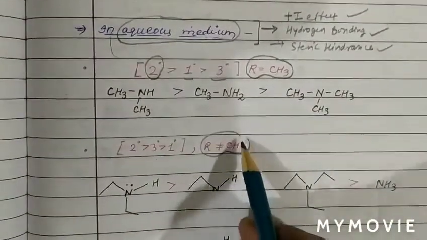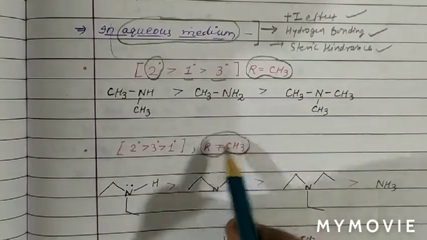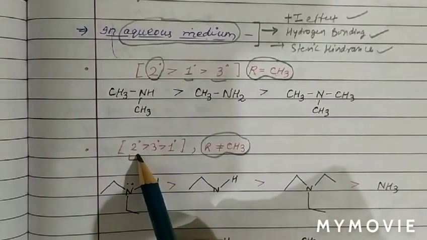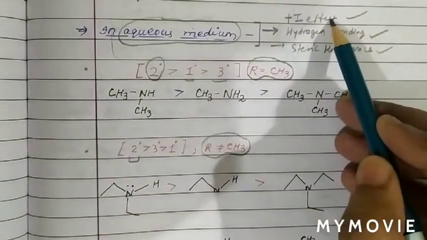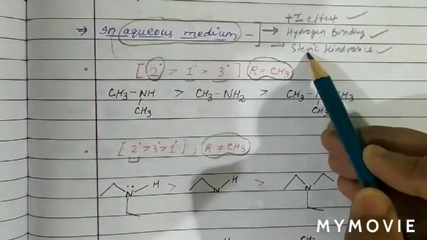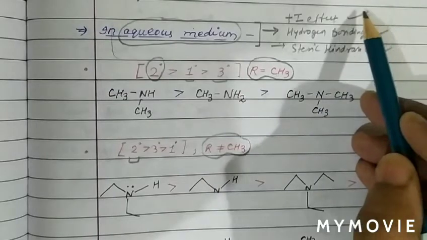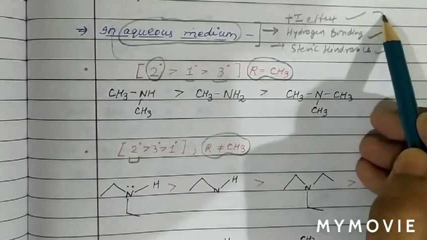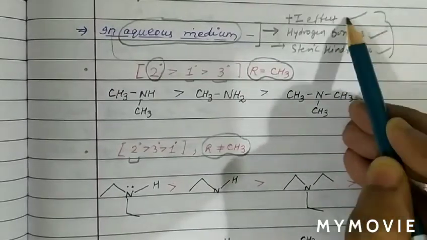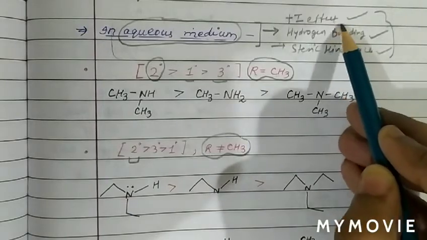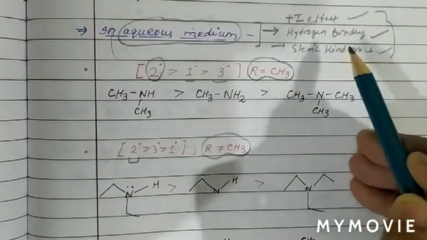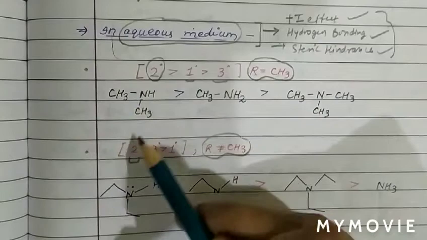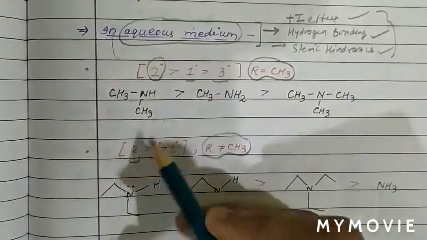But if R is any group except CH3, then 2 degree amine will always have more basic nature, because 3 factors are working there: inductive effect, hydrogen bonding, and steric hindrance. So basic nature in aqueous medium is decided by the combination of these three factors, and on the basis of the combination of these three factors, 2 degree amine is always most basic in aqueous medium.